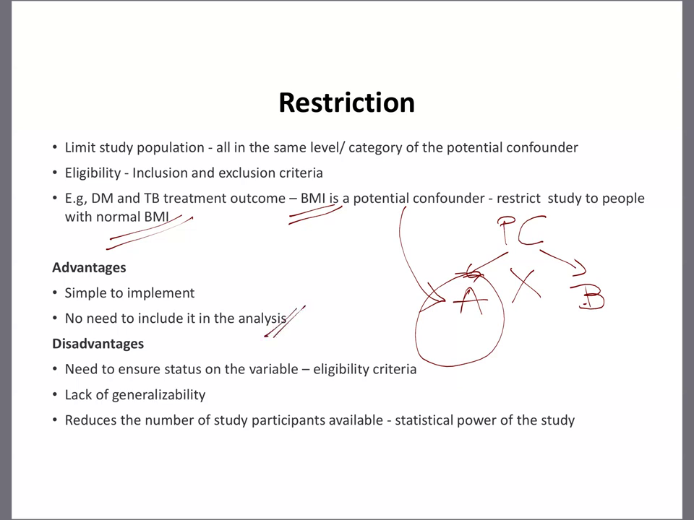But of course, there is the issue of generalizability: your findings now are limited to those with normal BMI. Then, it doesn't mean that you do not have to collect data on confounders. Still, you have to take the height, weight, and the BMI to ensure that the patients meet your eligibility criteria. And then, of course, it is going to restrict the numbers, the sample size, requiring more effort to meet the sample size, which is true with restriction. So restriction is one method of handling confounding, of ensuring that there is no confounding because of a variable in your study.